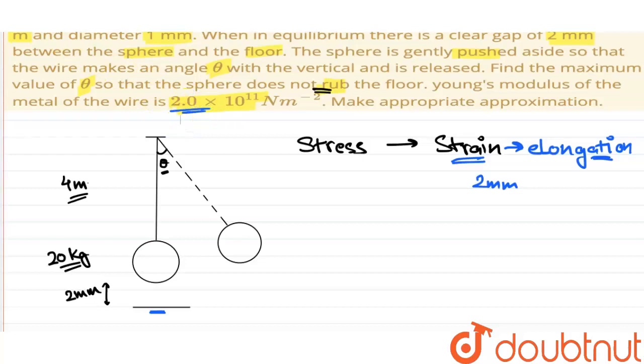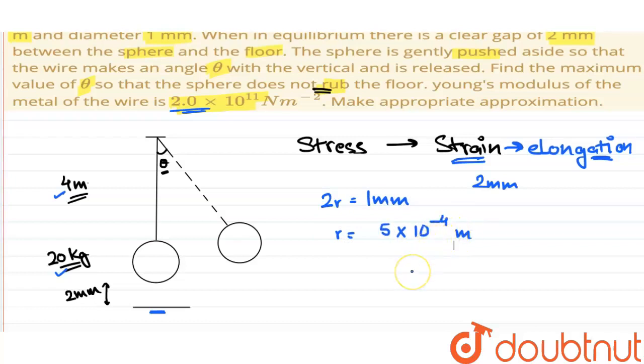So, let us just firstly write all the data given. Mass is given to be 20 kg. Then length of the wire is 4 m. Then diameter of the wire is given, that is 2r equals 1 mm, meaning r equals 5 into 10 raised to the power minus 4 meters.